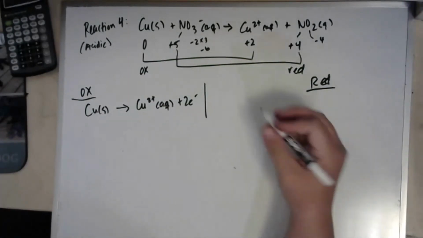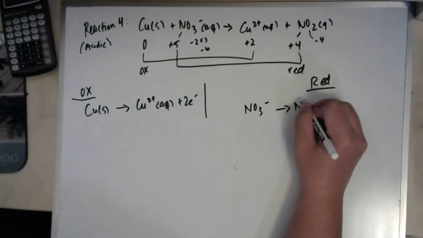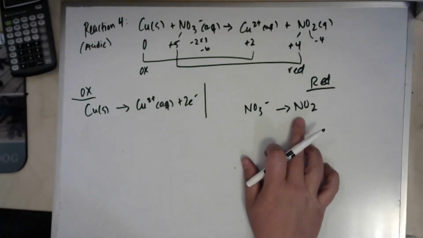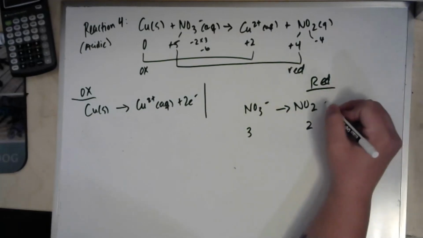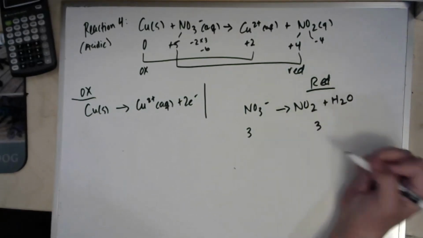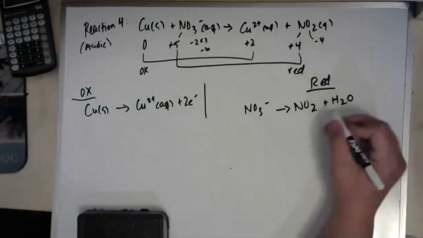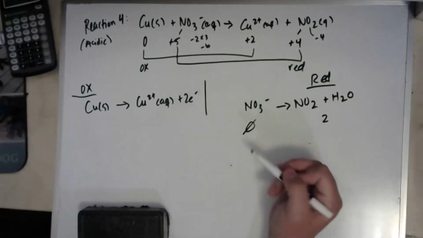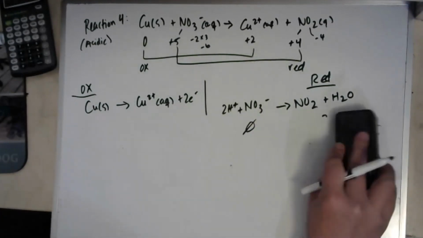Now we'll do our reduction half. Our nitrogens are balanced. We can move on to balancing the oxygens. We have 3 oxygens here and we have 2 here. So I'm going to add 1 water here so that now we have 3 oxygens on both sides. Now we'll move on to the hydrogens. I've got 2 hydrogens here and I've got 0 here. So I'm going to add 2 hydrogen ions.